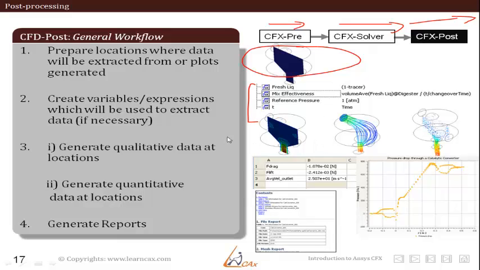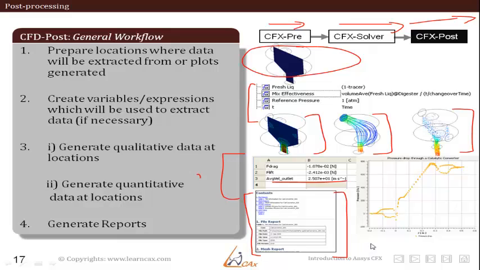After that we start to generate qualitative data at different locations like contours, path lines, vectors. Once this is done, we can also extract quantitative data like values of drag coefficient, average values of outlet. Then the last thing that we do is generate a report from our results, which is writing a sort of CFD report from the result images that we have obtained. So this is the overall workflow in CFX Post, starting from locations, then variables, then qualitative data, quantitative data, and then reports.